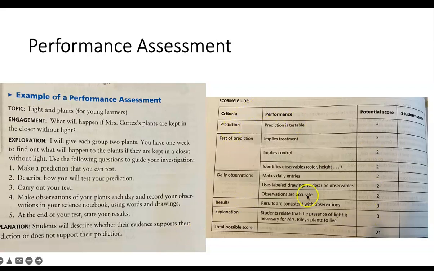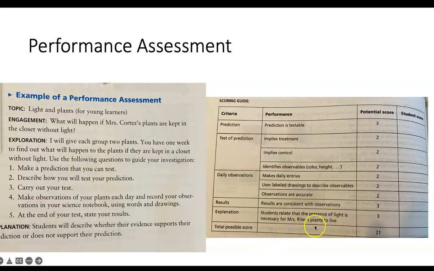And this is the scoring guide or rubric for the performance assessment. So the teacher can look at: did they create a testable prediction? Can they test the prediction? Does it imply that there's a control and variables? Are they actually doing their daily observations? Are they making daily entries? Are they creating their drawings and labeling them? Are their observations accurate? And can they describe their results and make them consistent with their observations?